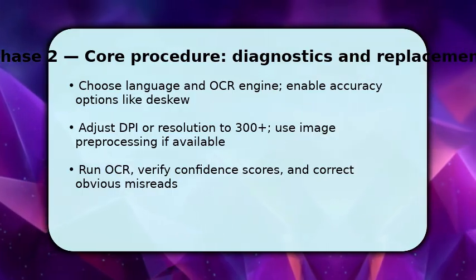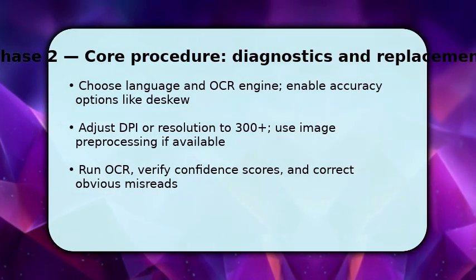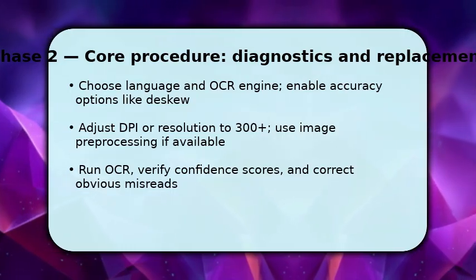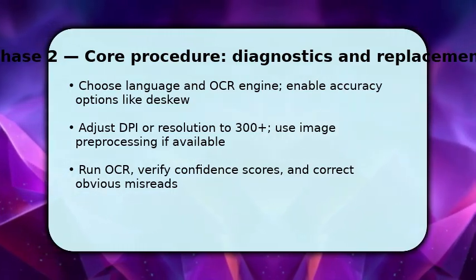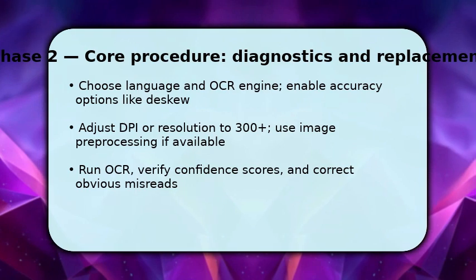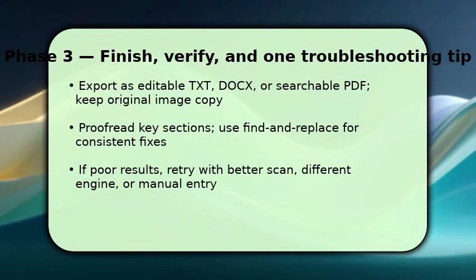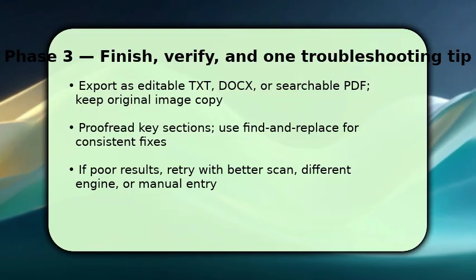Start the recognition pass, then inspect confidence scores and flagged lines. If many low-confidence words appear, rerun with different settings, or manually correct the most critical errors. Finish by exporting and validating the text output so it's usable.